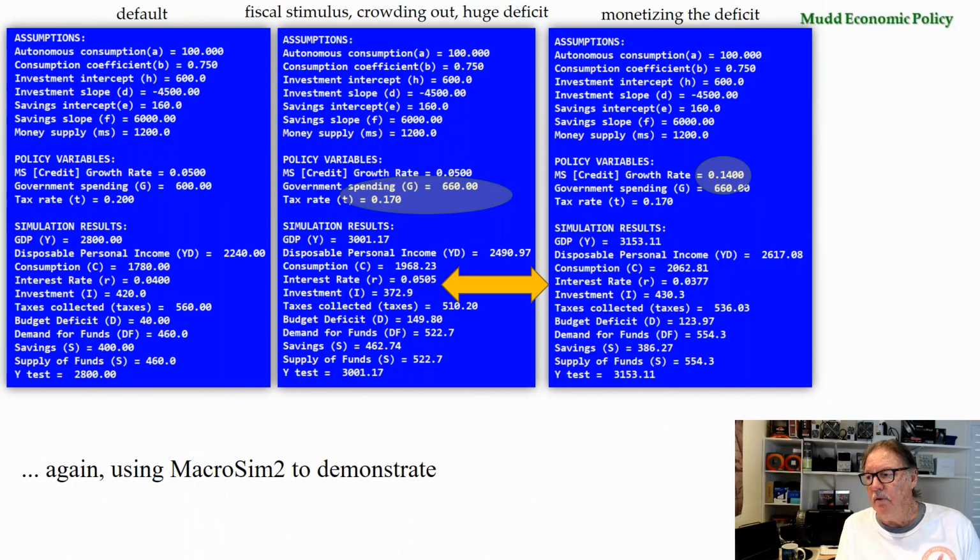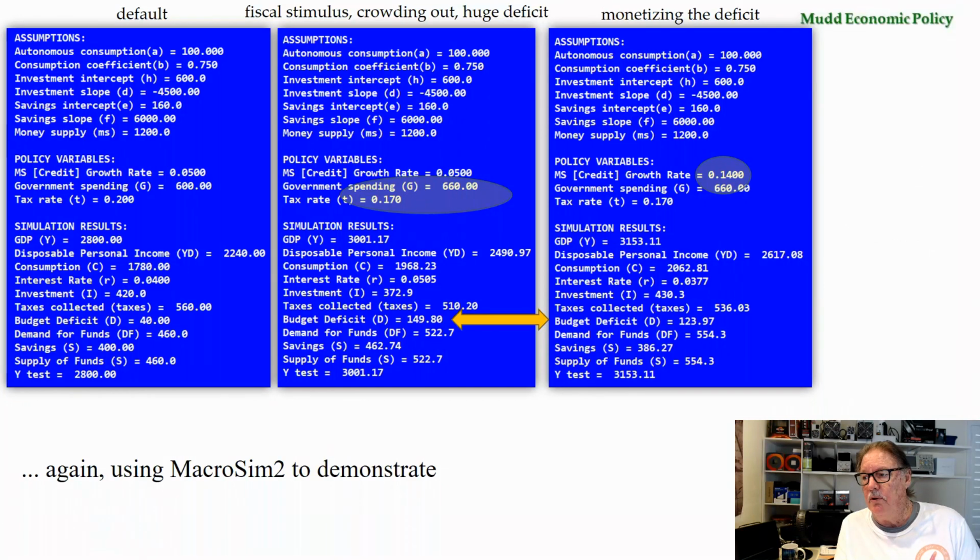We also, however, now have brought the interest rate back down below its original level, which was 4%. Now it's 3.77%. And as a result of that, investment now is, in the context of this simulation, at an all-time high. And that's the potential for monetizing the deficit. We even decreased the budget deficit some, although it's still very large. It decreased because, of course, the stimulation of the money supply caused tax collections to go up higher than they otherwise would have been. But by no means does this allow us to balance the budget.